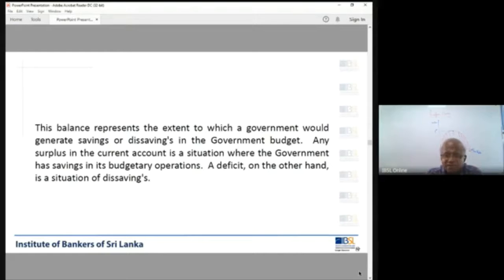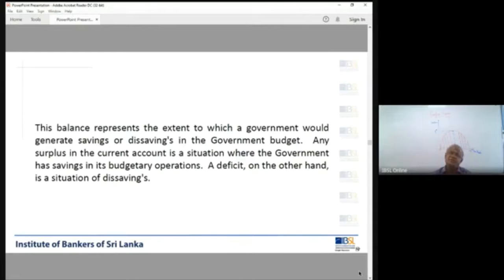This balance represents the extent to which government would generate savings or dis-savings. In the Sri Lankan case, government savings are negative, the current account balance is negative. Any surplus in the current account is a situation where the government has savings in its budget operation. A deficit, on the other hand, is a situation of dis-savings. Now there's an argument here. Should the government save or dis-save?